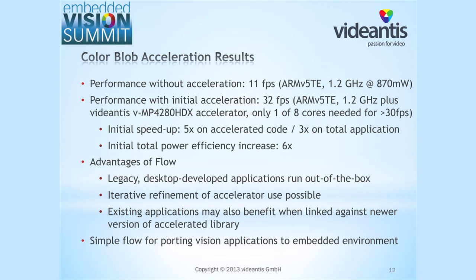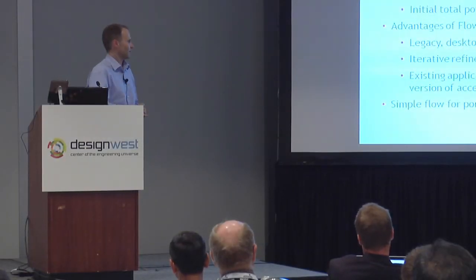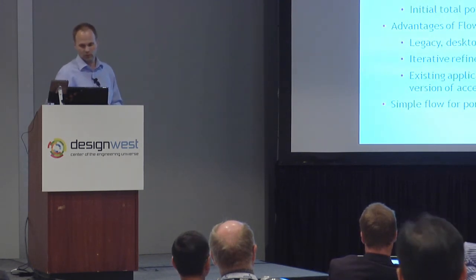So what are the advantages of this flow? We start with legacy desktop-developed applications and compile them out of the box. We can use an iterative refinement by figuring out, well, I want this on the accelerator, now I keep this on the ARM. And this is possible with this flow. And what's also possible is that existing applications benefit from newer versions of the accelerated library. For example, when new functionality becomes available on the accelerator, then it's used basically under the hood. So this is really a simple flow for porting vision applications to embedded environments.